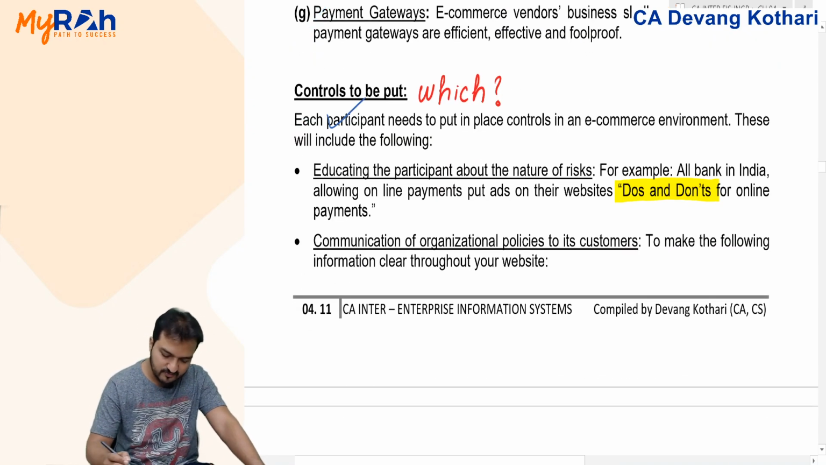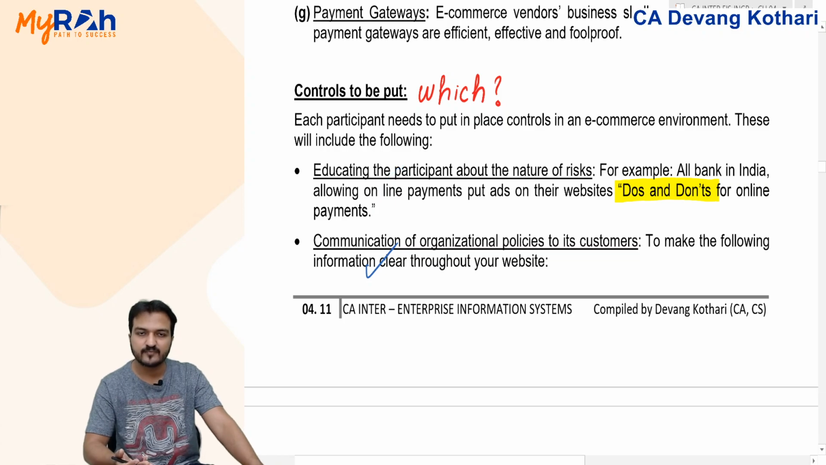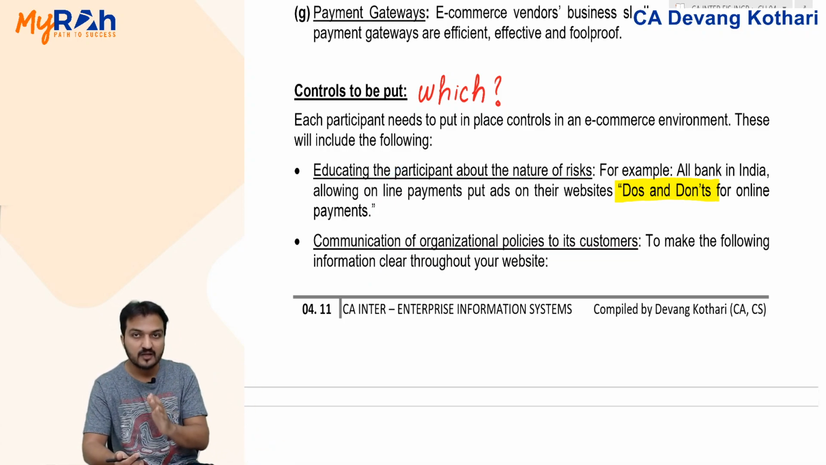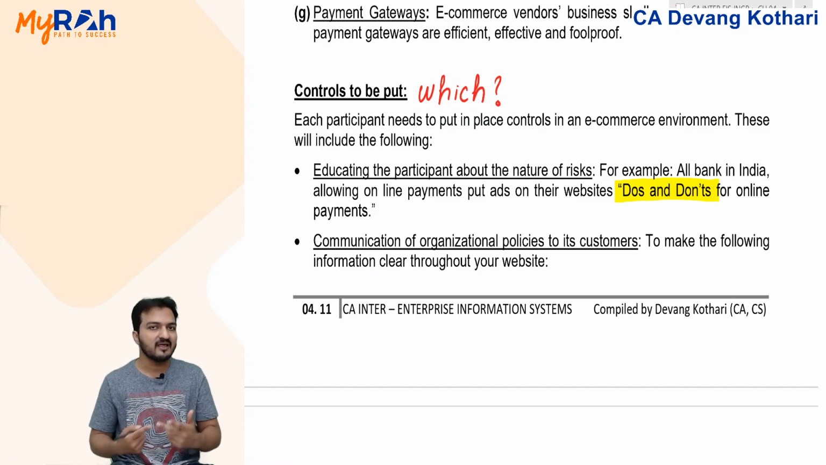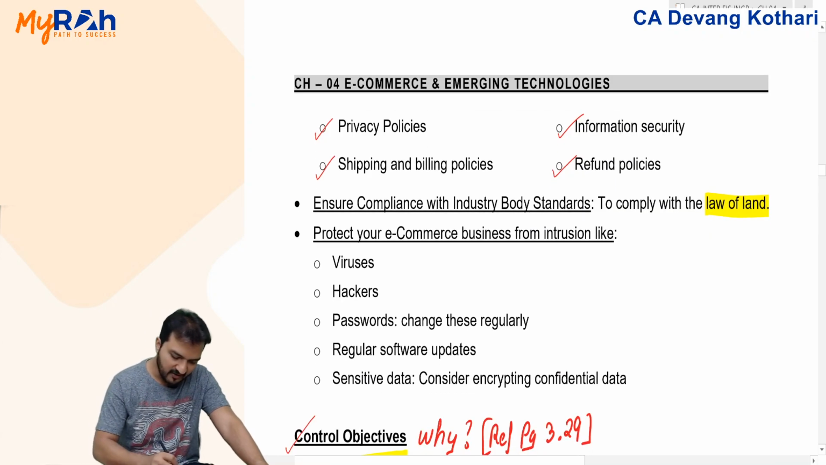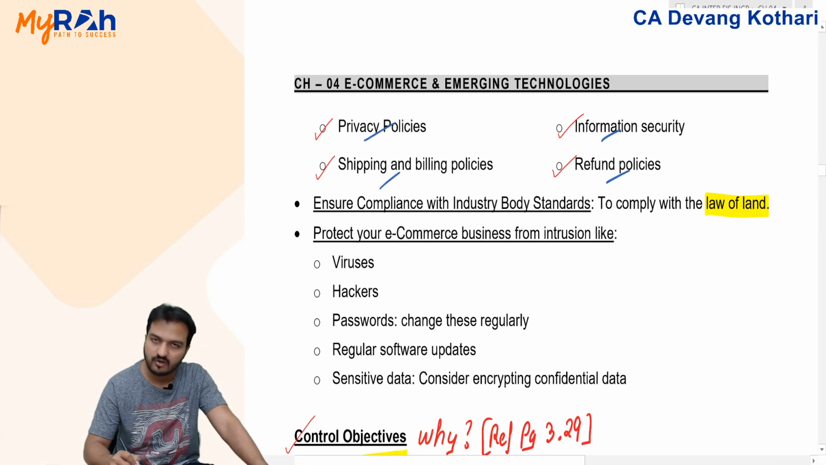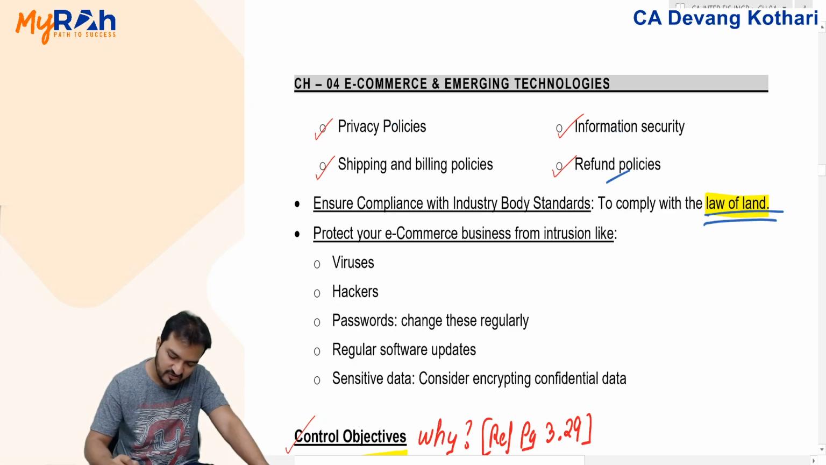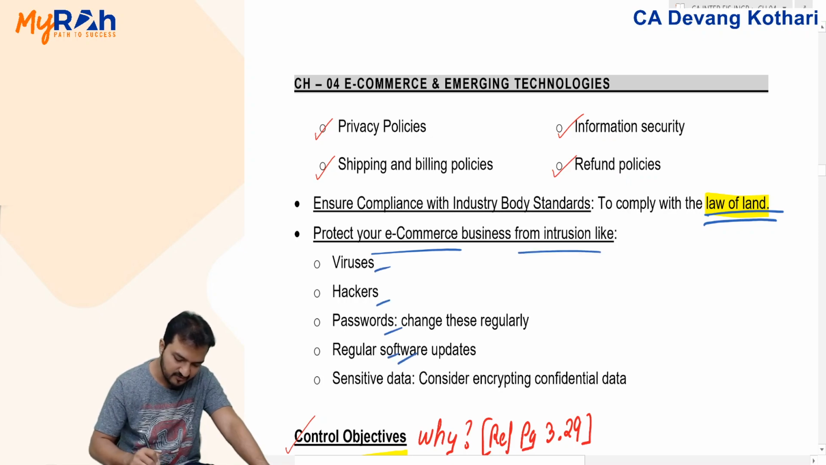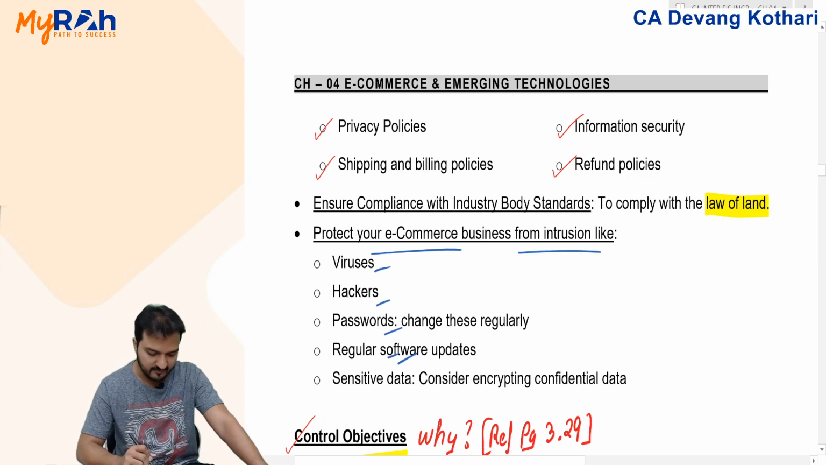Which controls need to be put? Well, educating the user regarding what to do, what not to do. Communicating policies to the customer. Like Amazon should communicate the policies to the customer clearly, so that later the customer does not blame Amazon that you didn't tell. So communicating policies to the customer: privacy policy, shipping policy, information security, refund policies should be properly communicated. You should follow the laws of the land properly and protect the e-commerce business from viruses, hackers, etc. These are the controls that must be implemented.